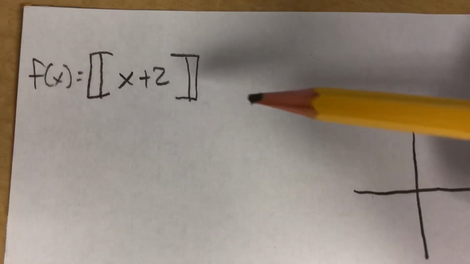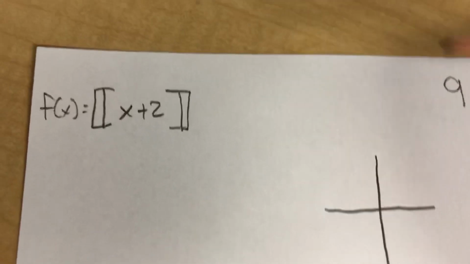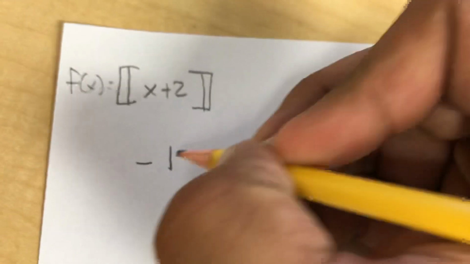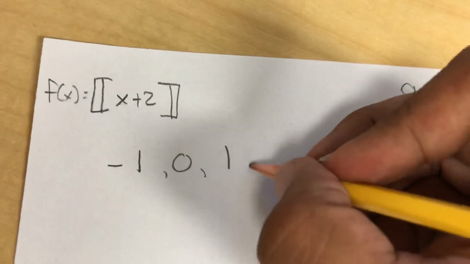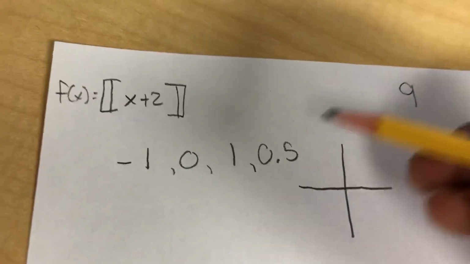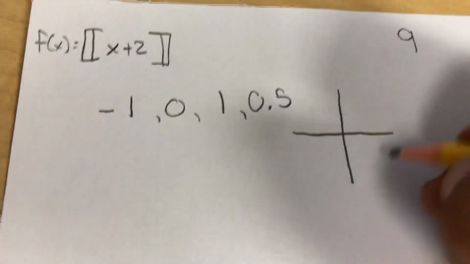Next is graphing. Now this, the step function, means that you're always rounding down. So whatever answer you get, you're going to round down. So I've recommended to put negative 1 in the equation, 0 in the equation, and 1 in the equation. And then the last one you try is 0.5 as your x. Remember, the number you're putting in is x. The answer you get is y.